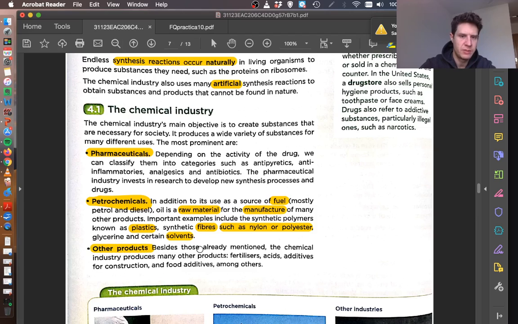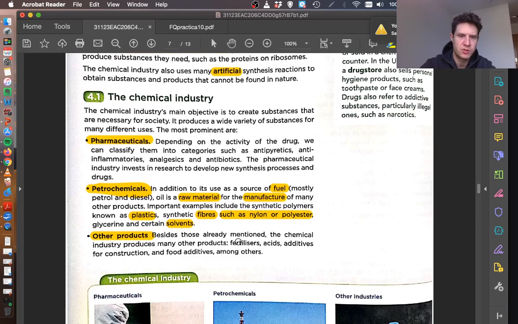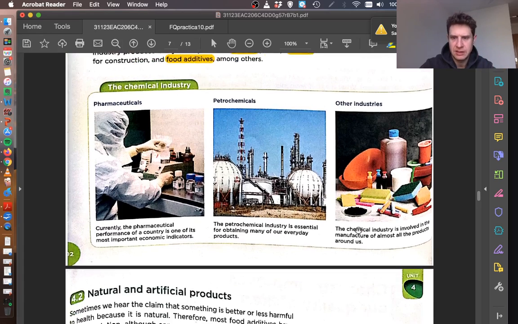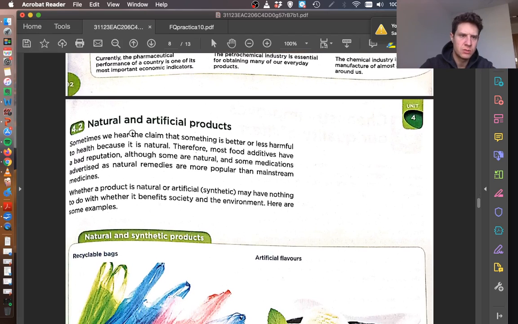And other products. Besides those already mentioned, the chemical industry produces many products like fertilizers, acids, additives for construction, food additives, and others. Yes, this is a pharmaceutical, like chemicals used in drugs for helping us to fight against the coronavirus, for example. We need fuel like diesel and chemicals like plastics and everything, yes? So, natural and artificial products.